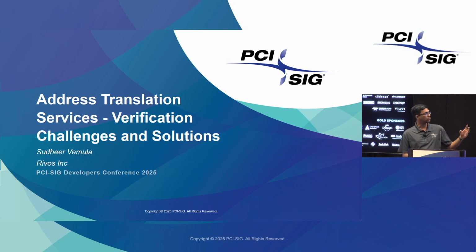I think this has been popular since Gen 2 and Gen 3 also, and it's very important in today's modern architecture. The topic is Address Translation Services and its relation with PRS, page request services. We will talk mostly about why ATS is important in today's modern architecture.